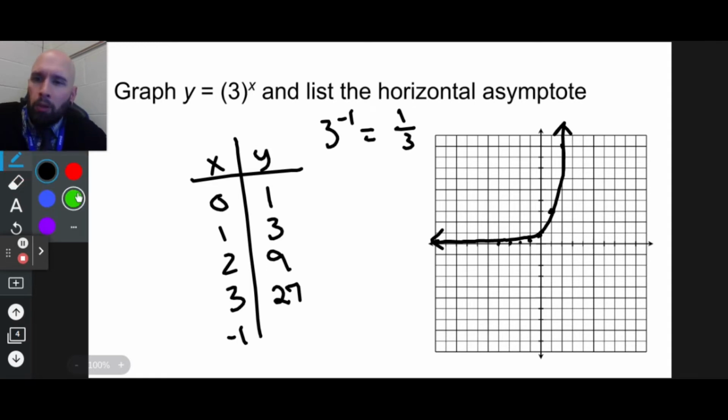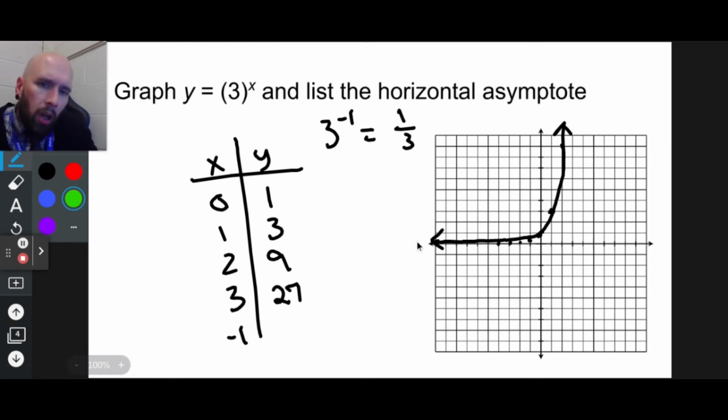Now, what's all this asymptote talk? Well, an asymptote is where your graph flattens out. It's basically where you could say, well, my line is going to awfully get really close to that guy, but it's never going to hit that guy.